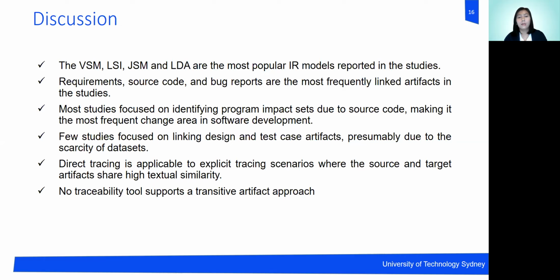However, few study only focus on recovering the link between design and test case artifact. We assume that probably because of the unavailability of test data. And also we noticed there is no study focus on end-to-end tracing to support the overall change impact analysis process. Direct tracing is only applicable when the source and target artifact share a high textual similarity. And lastly, we are aware that there is no traceability tool that supports the transitive artifact approach.